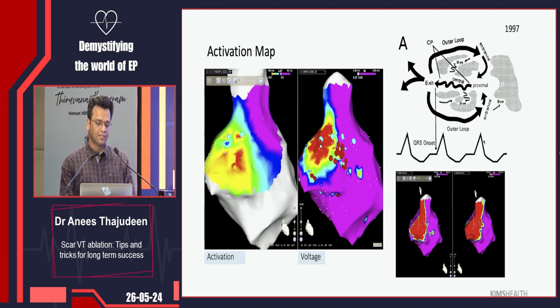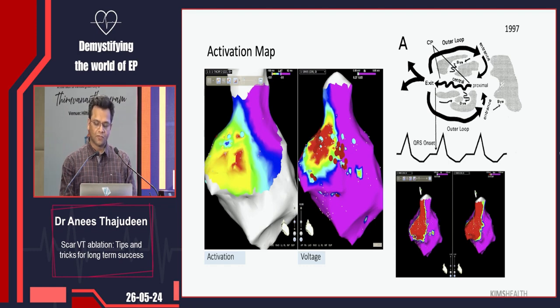So this is the VT circuit. I will not go into the detail because of lack of time, which was published in 1997 by Stevenson et al., and which we all use to identify the central isthmus of the circuit, because VT is now known to be produced by scar and islands of conduction tissue between scars. And always our target is to identify the central isthmus of VT, where even one or two ablations can terminate and eliminate recurrence of VT. Also, while mapping, we have to make sure that we are covering the scar entirely. And one way of doing it is that you can compare the unipolar and bipolar maps and make sure that you get a very sharp border between the scar and the normal tissue.